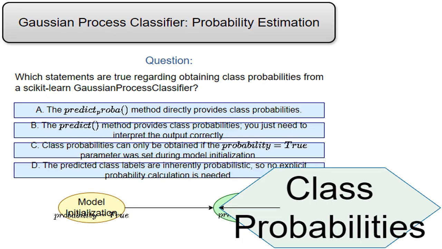These are the numbers between 0 and 1 that the predictProba function outputs. They represent the model's confidence that a new data point belongs to a particular class. For example, a probability of 0.8 for class 1 means the model is 80 percent sure that the data point belongs to class 1.